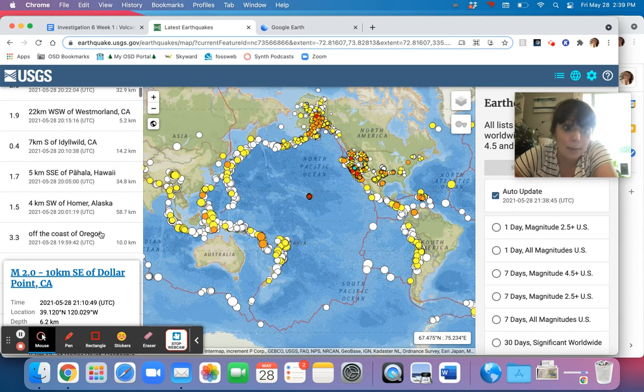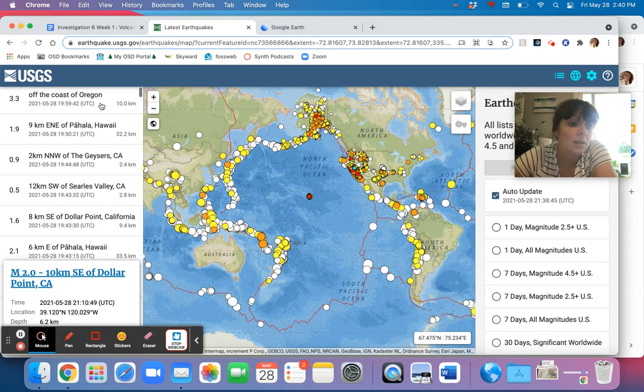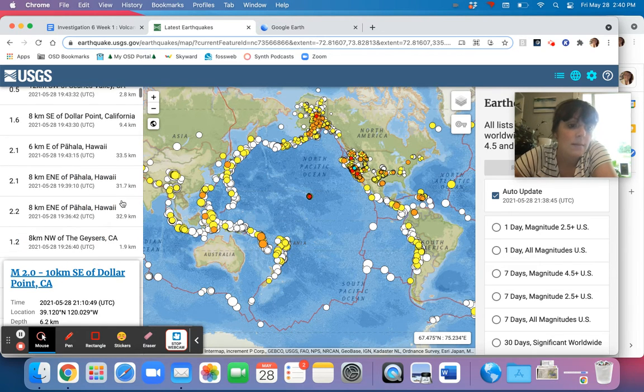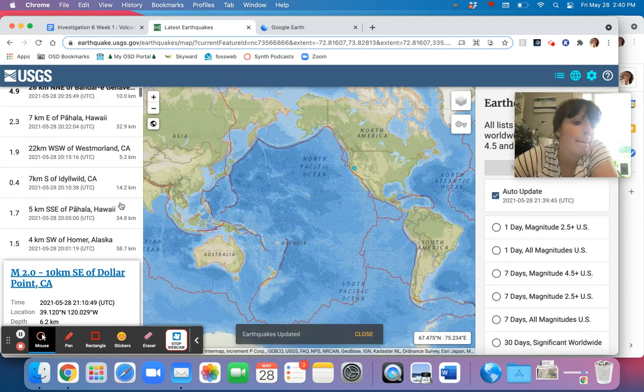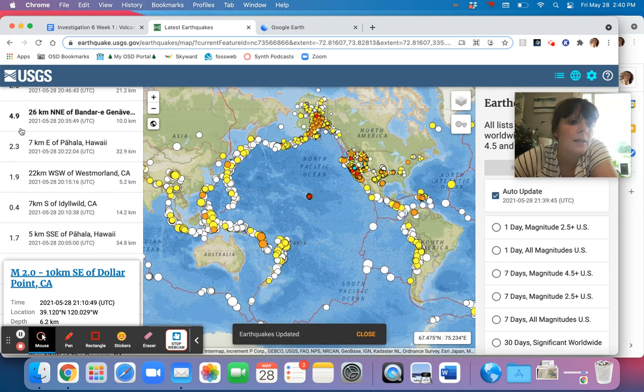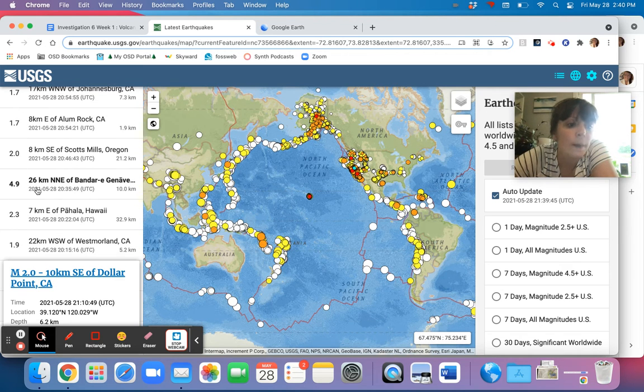Are many of these same locations places where there are volcanoes? Yes. There are not as many volcanoes down in some of these parts of California, but there are volcanoes in these other places that we're seeing. So thinking in my mind, volcanoes and earthquakes often are happening in the same locations. I wonder why. Most of these are pretty small, but this 4.9 is a decent size.